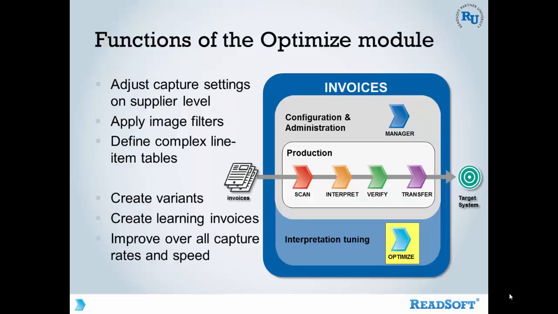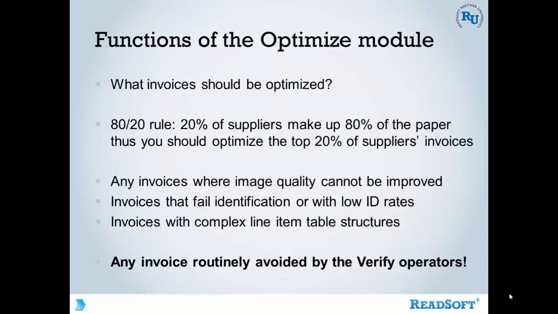Optimize is a non-production module that provides you with the ability to fine-tune the OCR data capture results. Some suppliers use different formats and data elements than others. This can be accommodated in the Optimize module. Optimization is not required for all your supplier invoices. You should focus on the large volume suppliers.